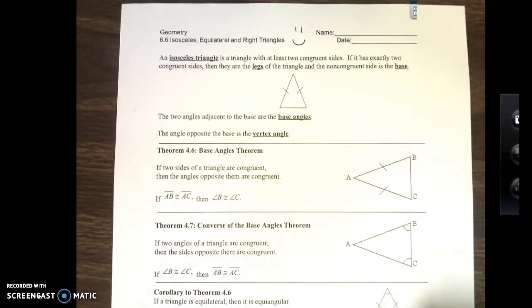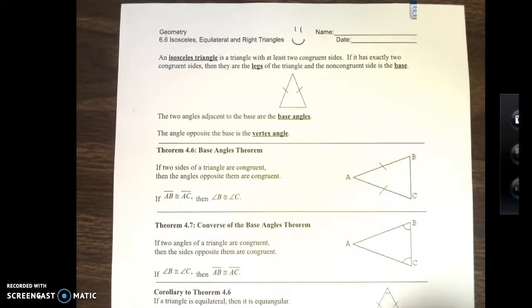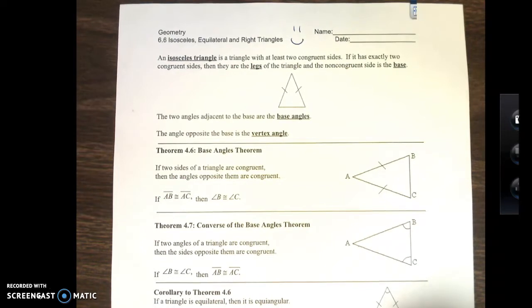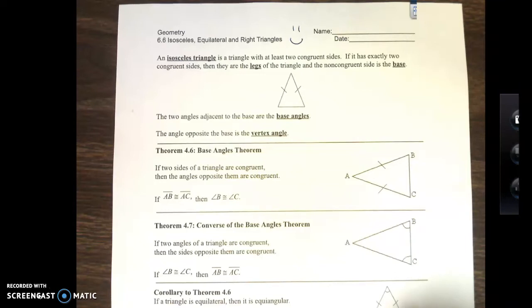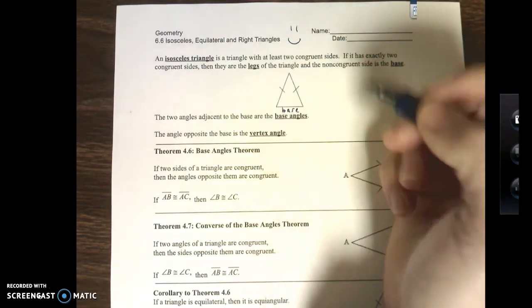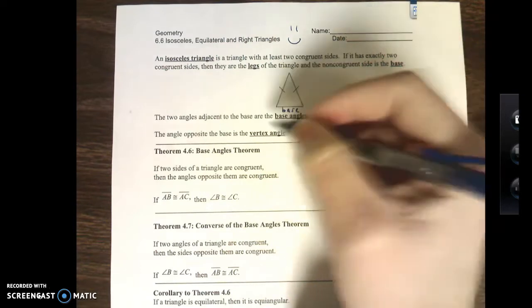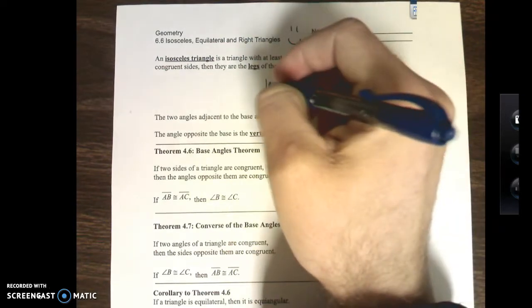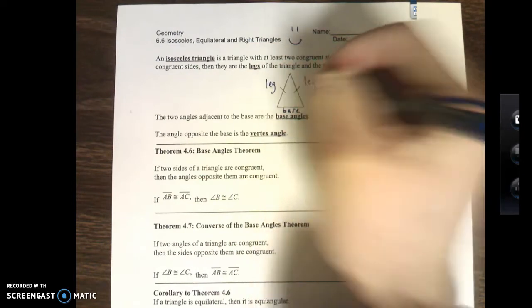Okay, an isosceles triangle is a triangle with at least two congruent sides. If it has exactly two congruent sides, then they are the legs of the triangle, and the non-congruent side is the base. So as mentioned before, our base is the one side that's by itself, okay, and these are called our legs of an isosceles triangle.